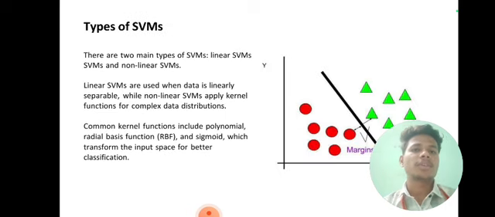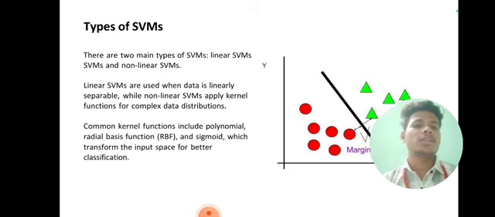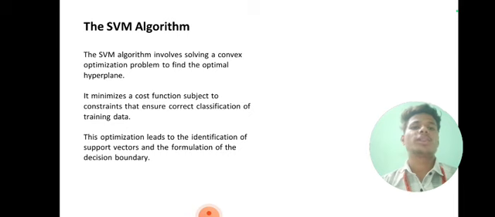The types of SVMs. There are two main types of SVMs, linear SVMs and non-linear SVMs. Linear SVMs are used when the data is linearly separable, while non-linear SVMs apply kernel functions for complex data distributions. Common kernel functions include polynomial, radial basis function, RBF, and sigmoid, which transform the input space for better classification. The margins diagram.